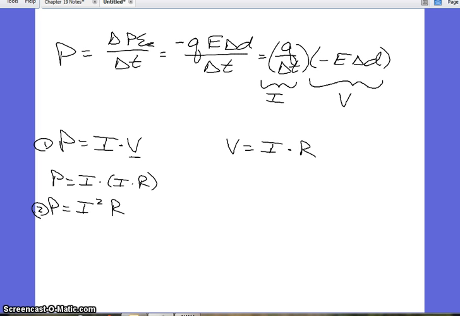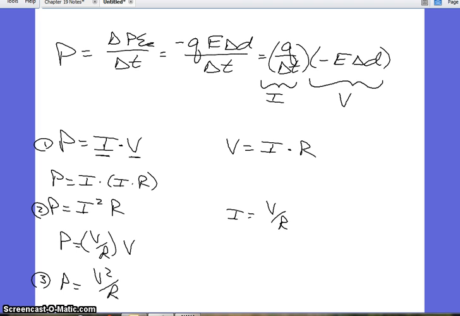What if we're given voltage and resistance? Well, how do we solve for power then without going through any intermediate steps? Well, if we rearrange Ohm's law to say current is voltage divided by resistance, we can now go to this first equation and replace current with voltage divided by resistance. And that's still times the voltage. And so our third equation is that power is voltage squared over resistance.